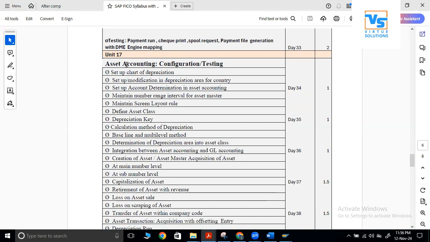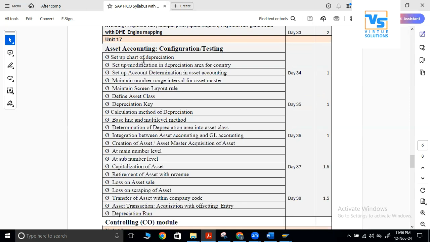And then we are having asset accounting, configuration, testing. So everything has been explained over here. Like what depreciation methods there are, the types of assets, how we can classify different types of assets. Then how we can do the retirement, how depreciation is going to be calculated. And how to acquire the asset, how to add the value. In other words, we can say how to capitalize the asset.